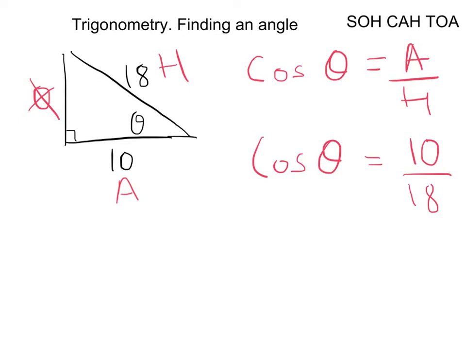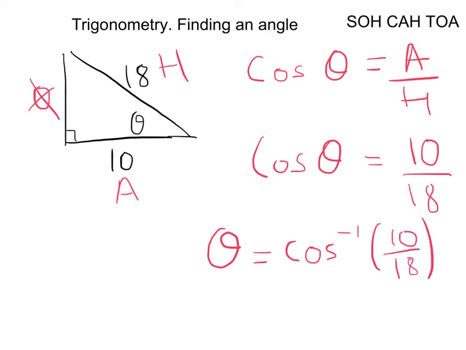Now, the new bit here is if we want to find what our angle is, this means cos our angle, so to get back to our angle we have to do the inverse of cos. So our angle is the inverse of cos, which we write as cos with a little minus 1 above it, 10 over 18, like so. Now this is equal to 56.3. So that is 56.3 degrees because we're finding the angle.